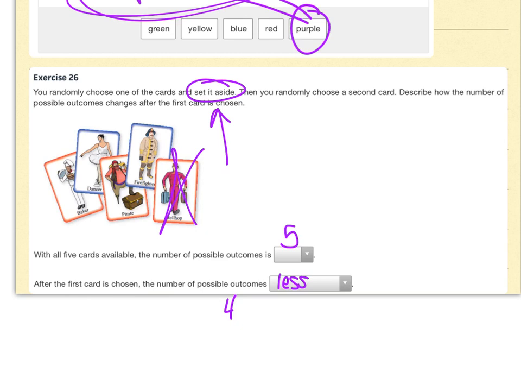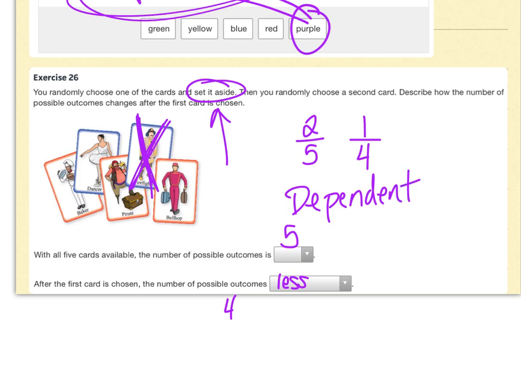Now, in probability, we call these dependent events, and we'll talk more about that later in one of our future sections. But if I said, what's the probability that I'm going to choose a blue card? Well, there are 2 out of 5 blue cards. And then if I want to draw a second blue card, knowing that I just drew a blue card and set it aside, now there's only 1 blue card left, but there's 4 total cards left. And so the number of possible outcomes goes down by 1. We call these dependent events. Not something you need to know today, but something we'll definitely work with as we progress through this chapter.